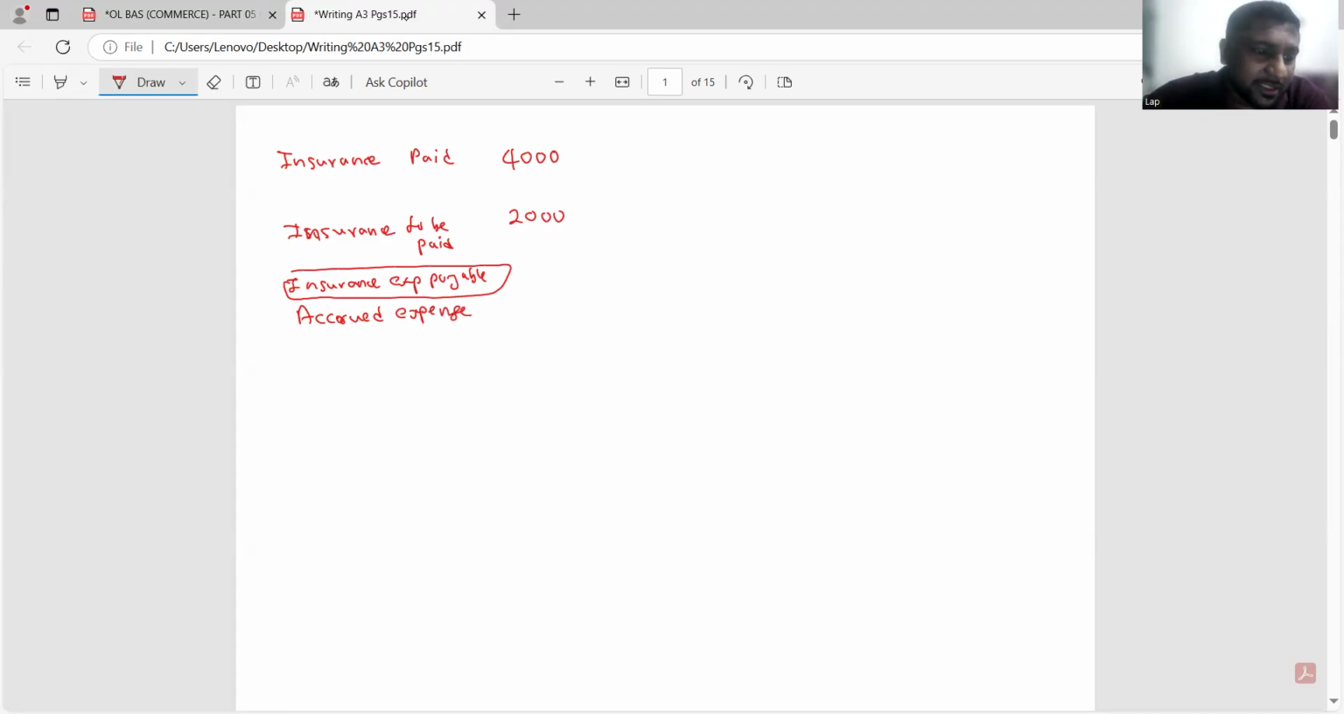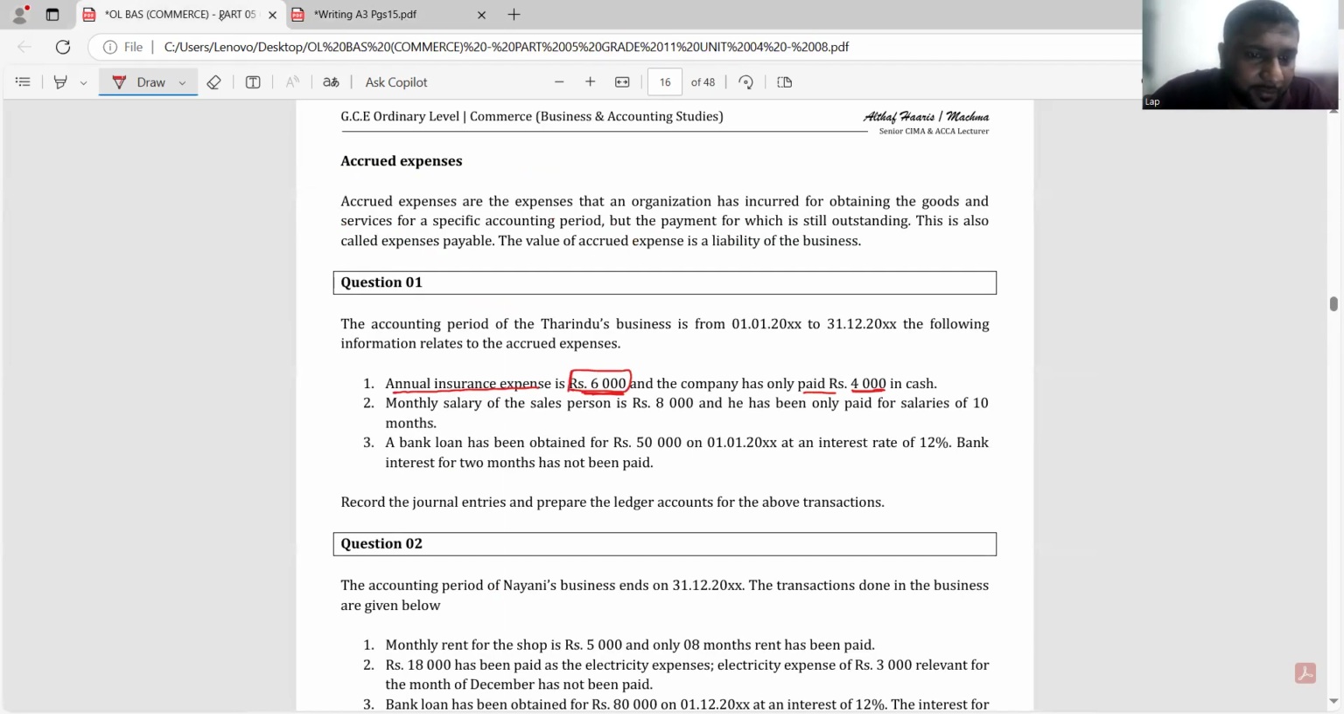So accrued expenses means the past expenses which are not yet paid. The past expenses which are not yet paid. So here, I'll just write it inside the brackets. Accrued expenses means past expenses which are not yet paid. You have not paid it yet. Okay.